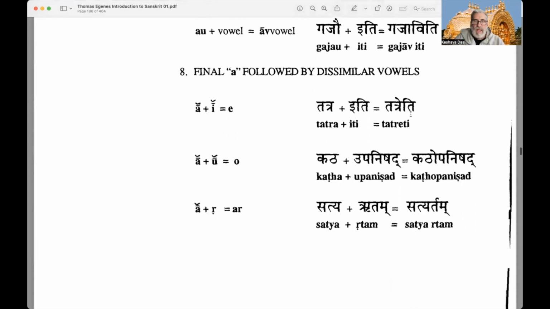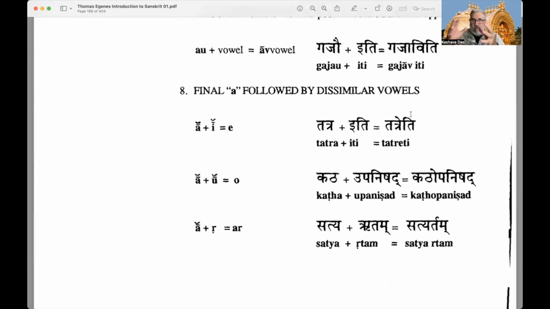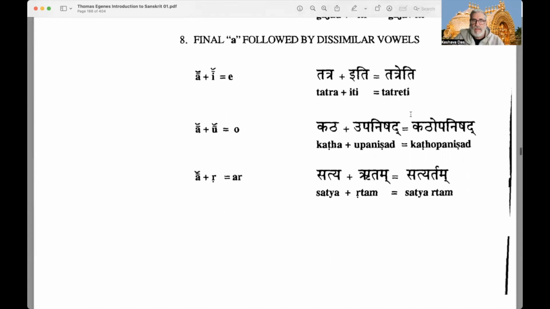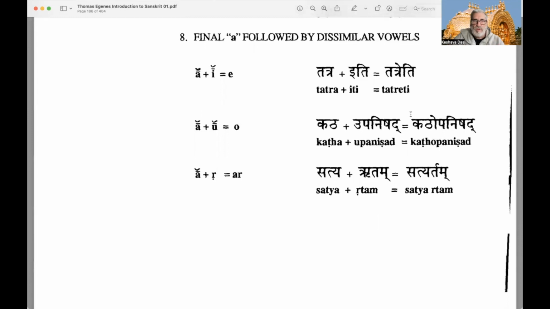Now the only reason to keep Devanagari split up is to show how the Sandhi is to be broken, because if we put it together, it would not be understood. In this case, we can understand how it's broken because we see that V there. So, final short A followed by dissimilar vowels: long or short A plus long or short I becomes E. So tatra iti becomes tatreti. There's a rule like that in, I think, Harinama Mridavakranam.